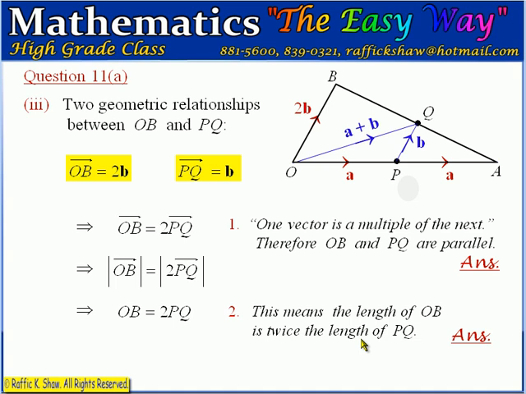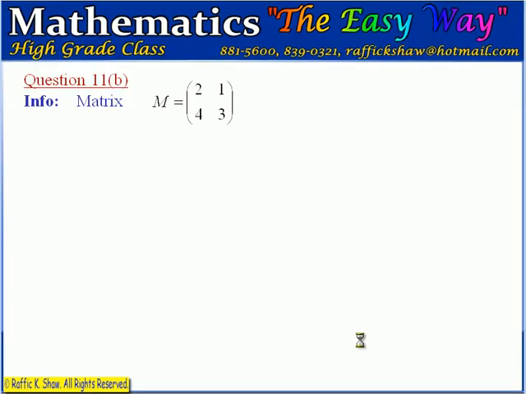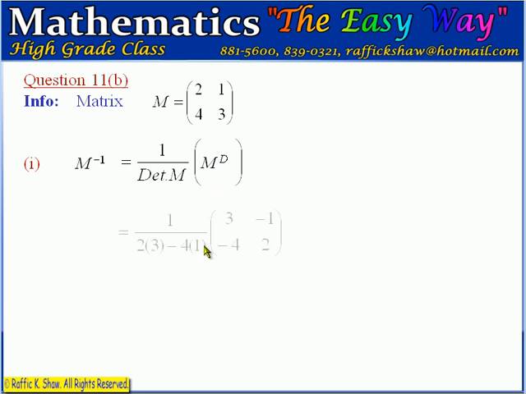Let's move down now to part B of question 11. In part B, we are given this matrix M, 2, 1, 4, 3, and the first part wants us to calculate M to the minus 1, which is the inverse of the matrix M. Now the inverse of the matrix M is simply equal to 1 divided by the determinant of M multiplied by the adjoint of the matrix M. And I will proceed to do the calculation and explain as I go along.